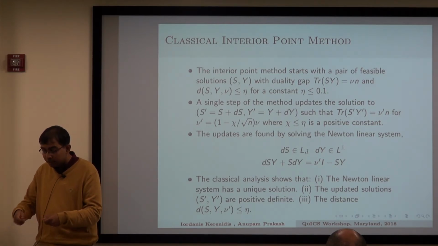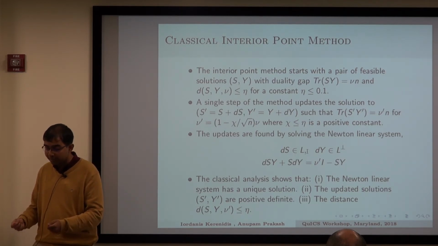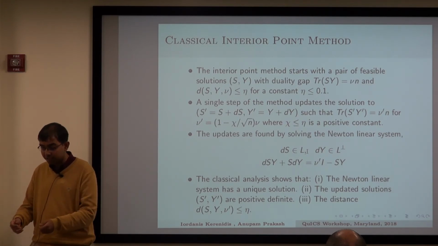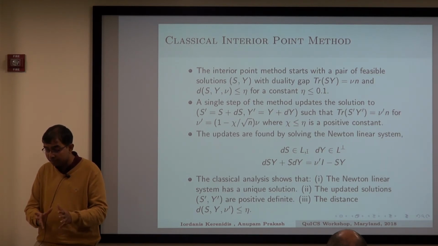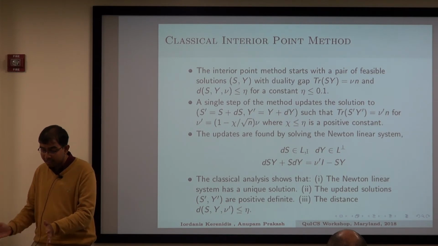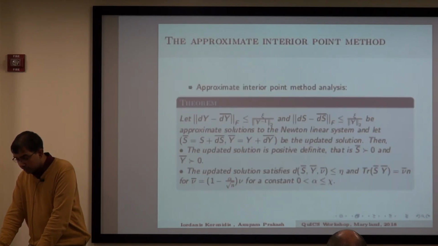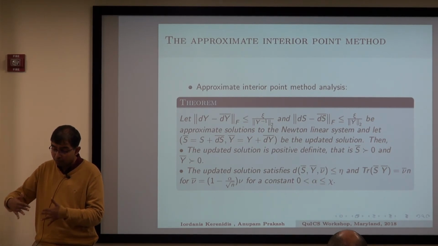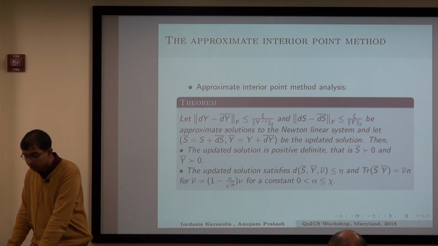And the main statement in the classical analysis is the following: the Newton linear system has exactly one unique solution, dS and dY. The updated solutions, S prime and Y prime, remain positive definite. And the distance remains the same. If we start with a pair of solutions which are at distance eta from the central path, the same remains true of the updated solutions. So that's the classical interior point method. One sees that the same invariant is maintained, and in each iteration the duality gap is going down. So in square root n iterations, one converges to a duality gap of epsilon.